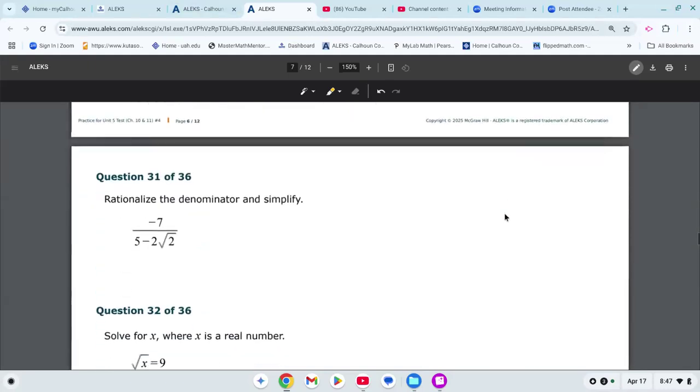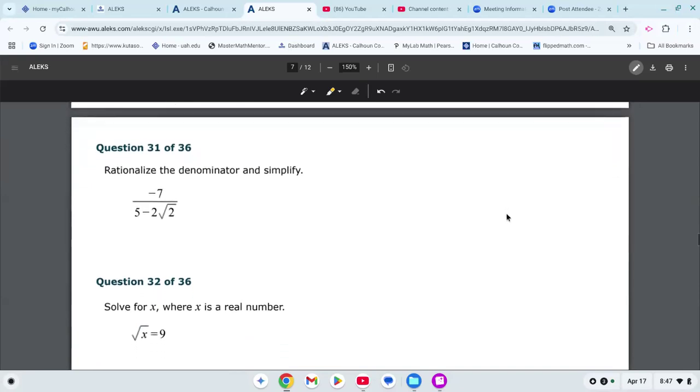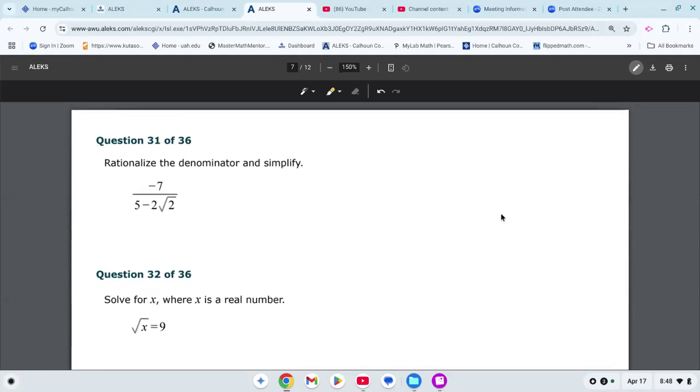Now in this problem, I do have a radical in the denominator, so I do need to take care of that. So I'm going to multiply the top and the bottom by the conjugate of the denominator. So that would be 5 plus 2 root 2. Let me make that look more like a 2 than a z. So across the top, I'm going to distribute, and on the bottom, I'm going to FOIL, and since they are conjugates, those two middle terms should cancel. So -7 times 5 is -35, and -7 times 2 is -14. Bring along the square root of 2.